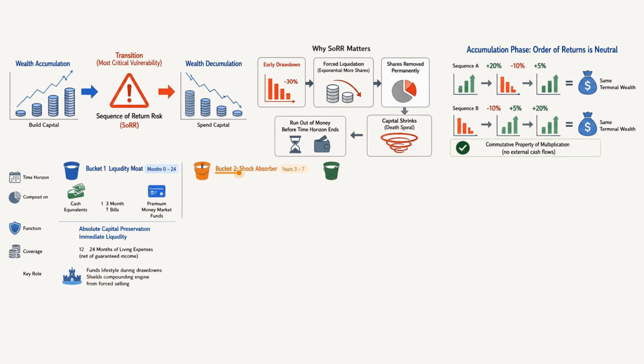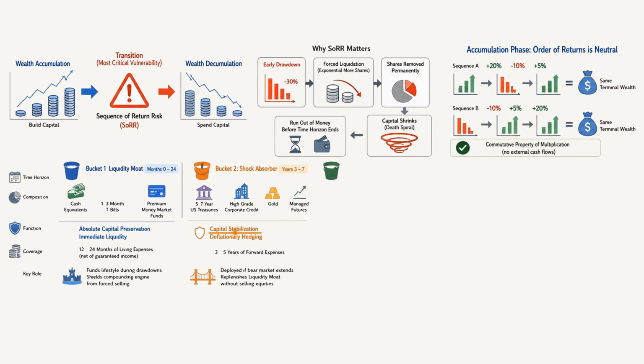Next is bucket 2, the shock absorber, covering years 3 to 7. We fill this with high-grade assets like 5 to 7-year U.S. Treasuries and corporate credit. It provides capital stabilization. If a bear market outlasts your 2-year cash moat, these high-quality bonds typically hold their value or appreciate, allowing you to replenish bucket 1 without selling stocks at a loss.